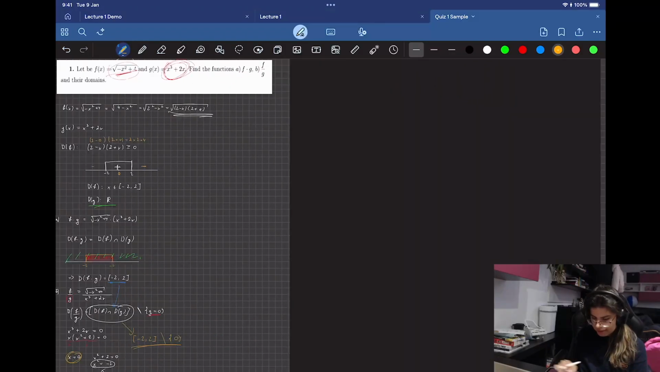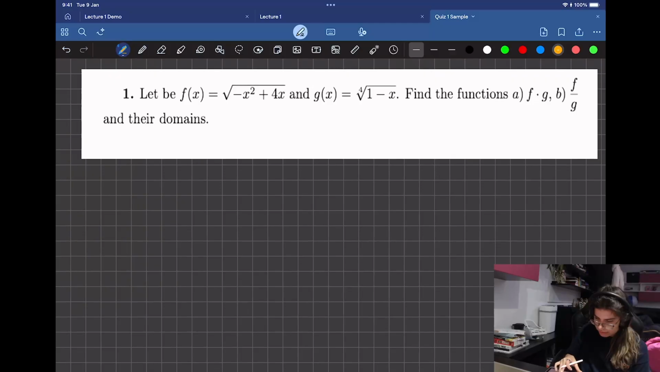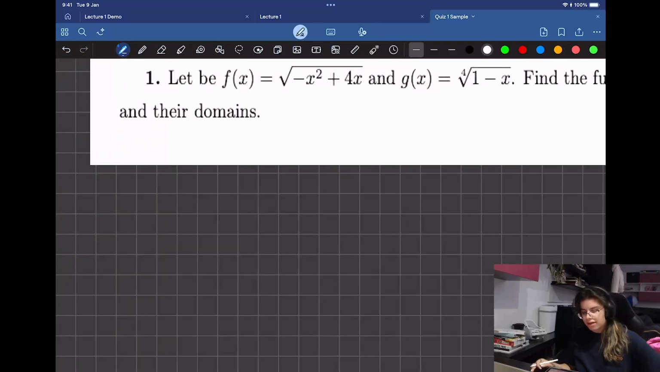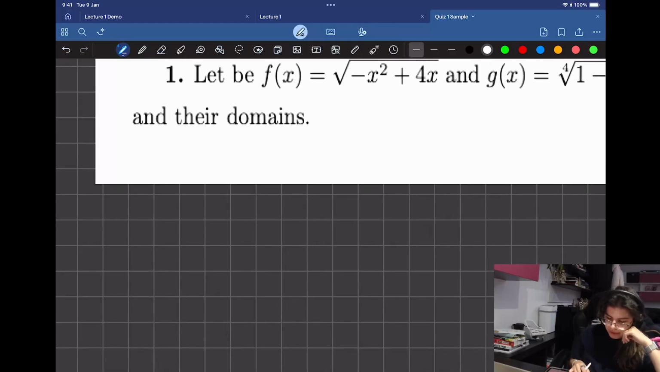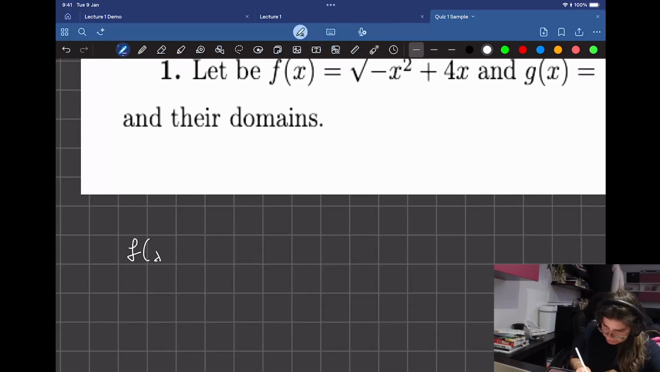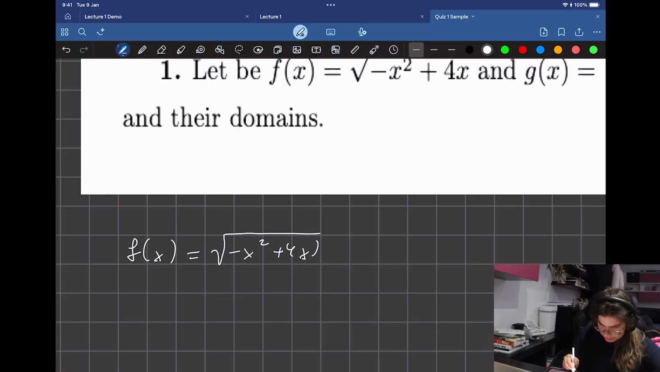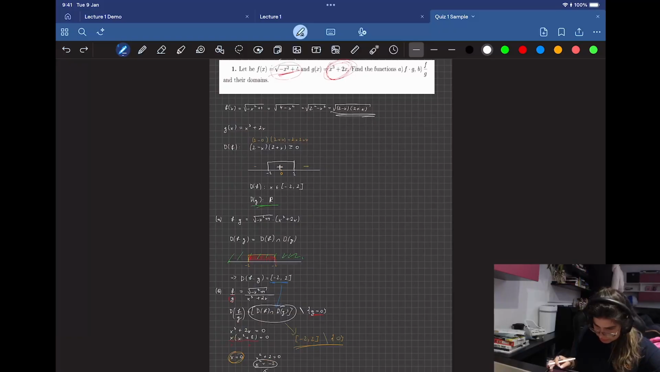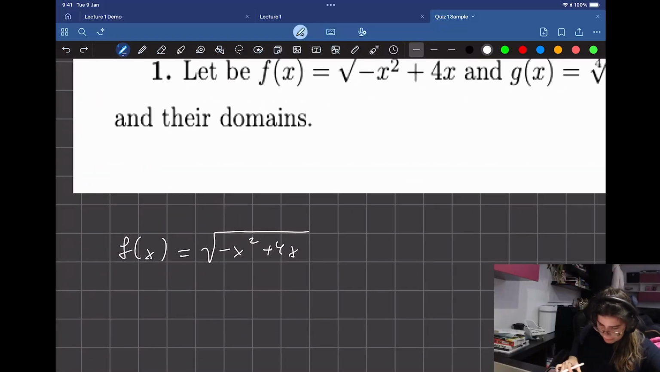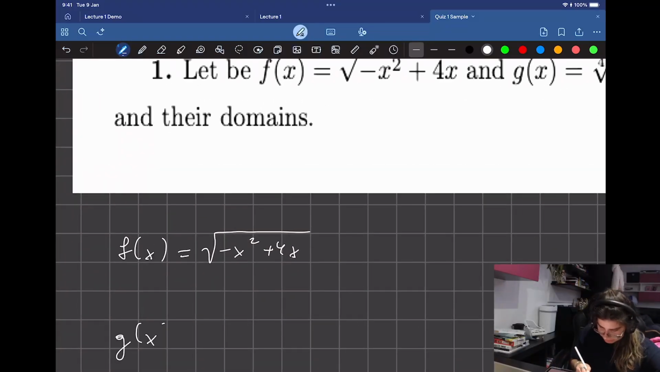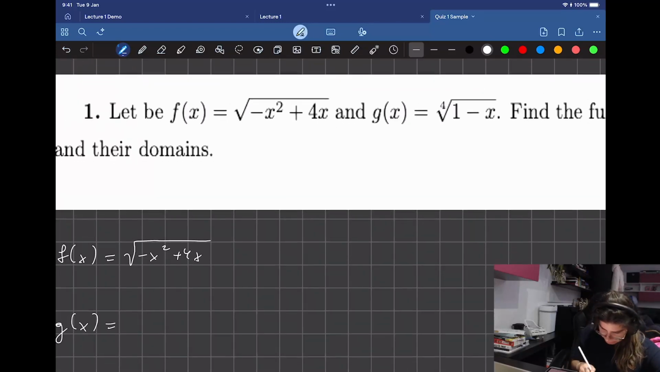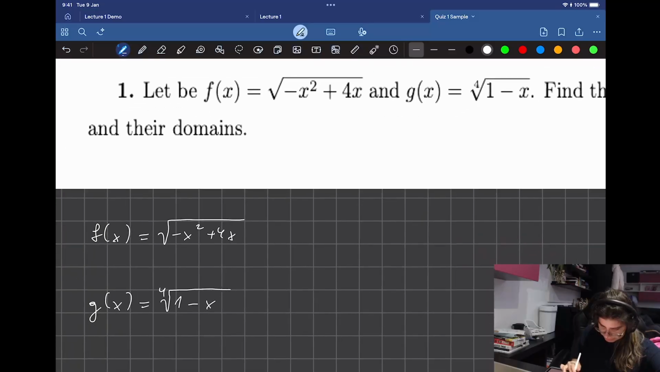Okay, let's do one more. Let's see this one. It's quite similar, I believe, but let's practice the whole algorithm once again. So we're given f of x equals square root of minus x squared plus 4x. That's the same as the previous one, isn't it? Oh, it's a little bit different. And then g of x equals fourth root of 1 minus x.